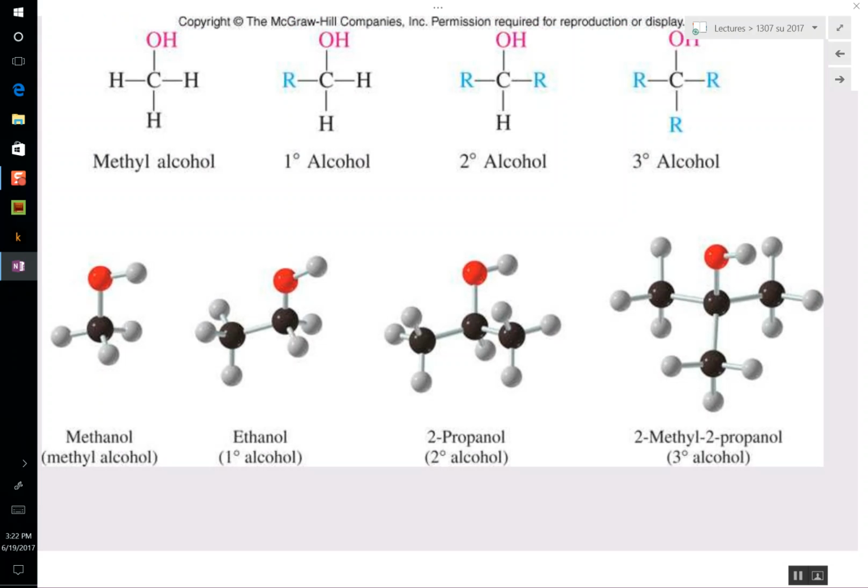Methanol is neither. It's not a primary, secondary, or tertiary. It's in a class all by itself. It's just a unique alcohol, one carbon with one OH, three hydrogens. That's methyl alcohol. But let's look at ethanol, 2-propanol, and this is T-butyl alcohol.